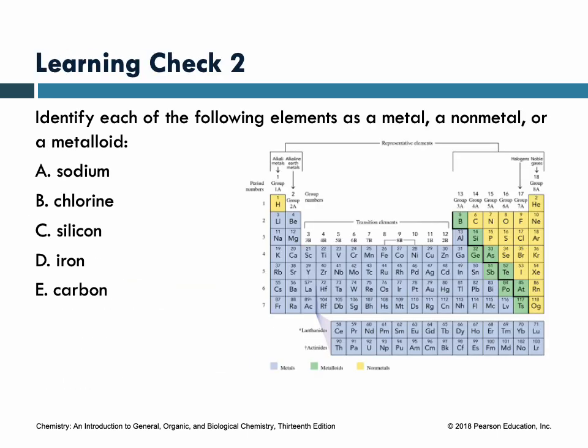Next question, identify the element as metal, non-metal, or metalloid. Again, you need a periodic table for this. Sodium: find sodium, it is Na, which is right here. It's on the left side of the periodic table, so it's a metal.